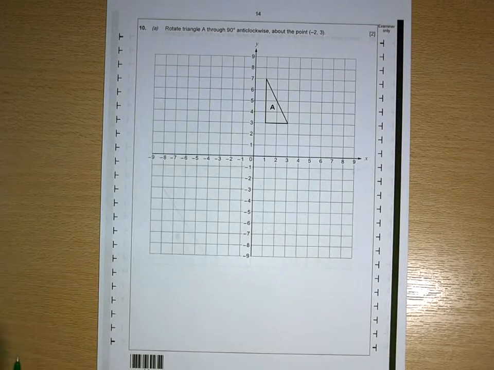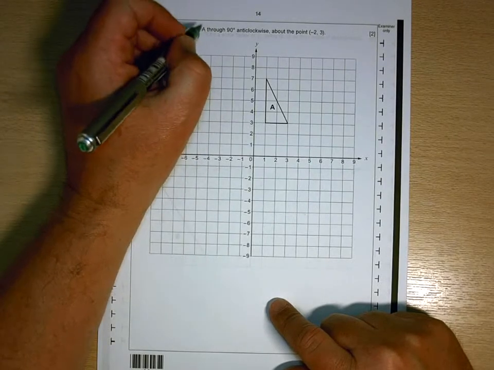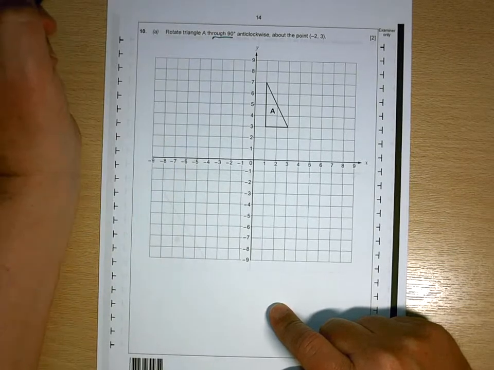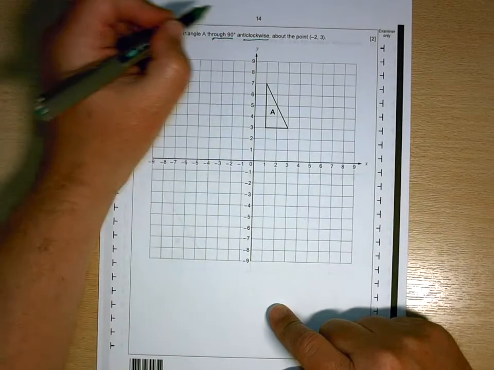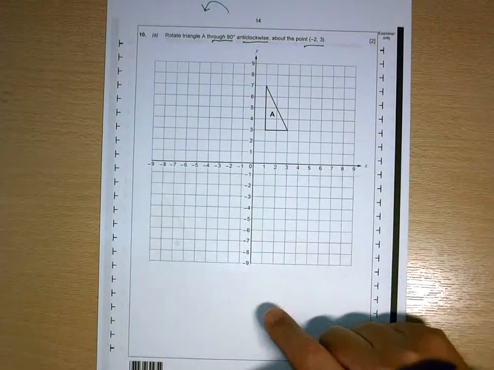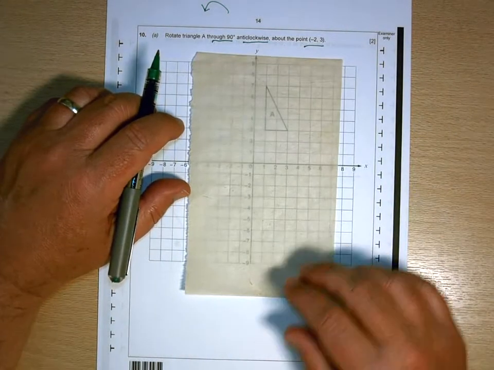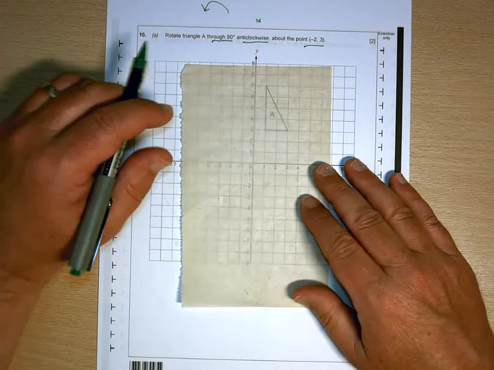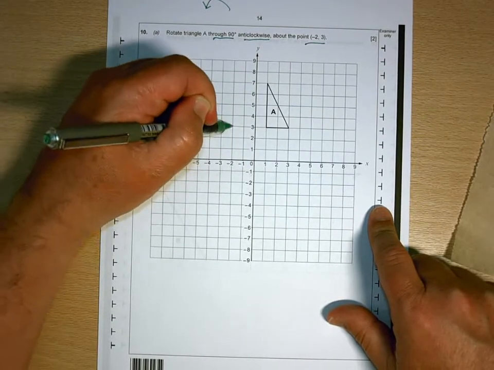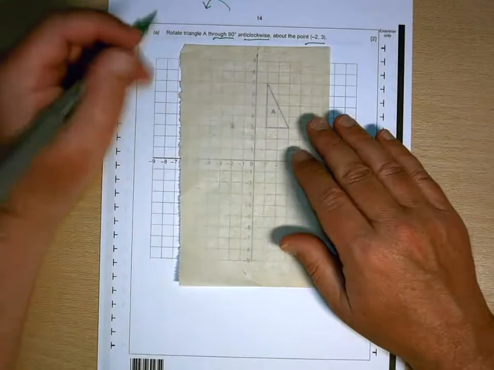Okay, then we've got some transformations. First one is a rotation. When you rotate, it has to tell you how you're turning, 90 degrees, which direction you're turning, anti-clockwise, and where you're pivoting from, -2, 3. You're expected or allowed to use tracing paper for this, so make sure you ask for some. The point minus 2, 3 is negative 2 up 3. So that's where we're going to be sticking our pen in the tracing paper.